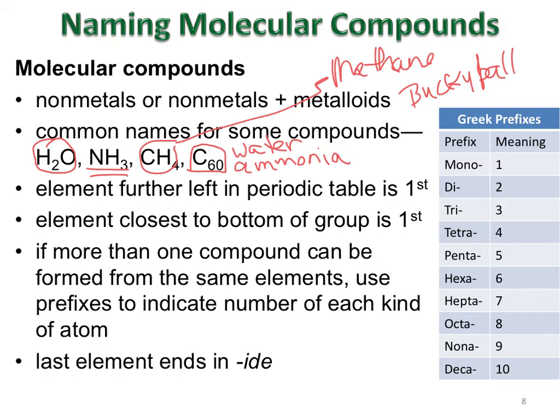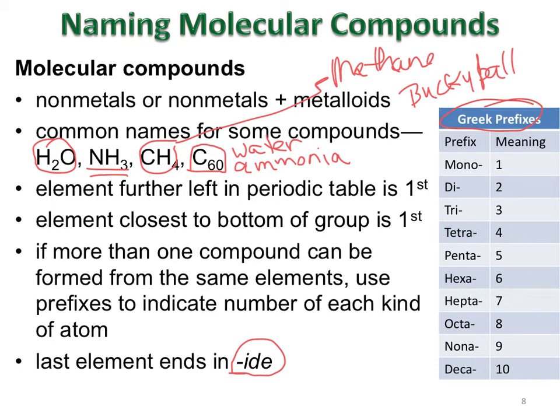If you can form more than one compound from the same 2 elements, we're going to use the prefixes that are listed here in this table, these Greek prefixes, to designate the number of each kind of atom. And then finally, we're going to treat the last element as if it were an anion and change its name to its IDE form. The Greek prefixes are used again to designate how many we have.